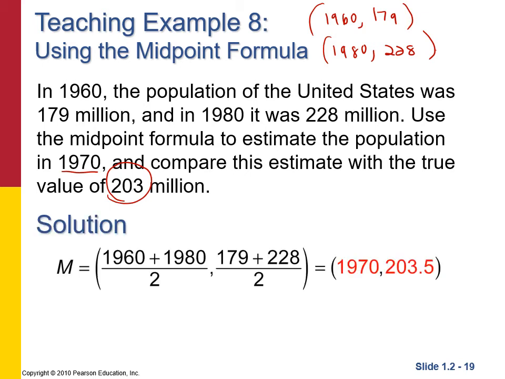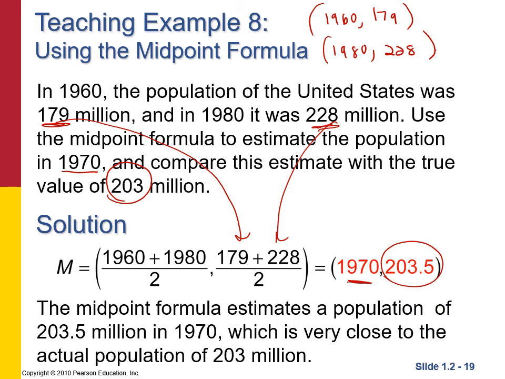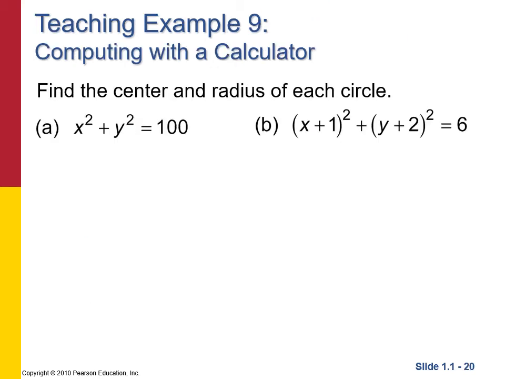Okay, so we're going to, again, add these up, right? We add the years up. 1960 plus 1980 divided by 2 gives us 1970. And 179 plus 228, and then divide by 2 gives us 203 million. So the midpoint formula estimates a population very close to the actual population.